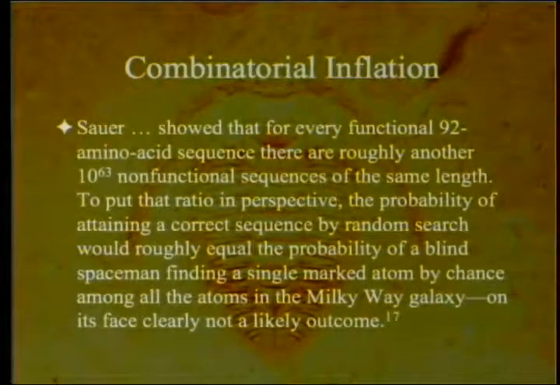Sauer showed that for every functional 92 amino acid sequence, there are roughly another 10 to the 63 non-functional sequences of the same length. To put that ratio in perspective, the probability of attaining a correct sequence by random search would be roughly equal to the probability of a blind spaceman finding a single marked atom by chance among all the atoms in the Milky Way galaxy. Which star do you start searching on? Clearly not a likely outcome.